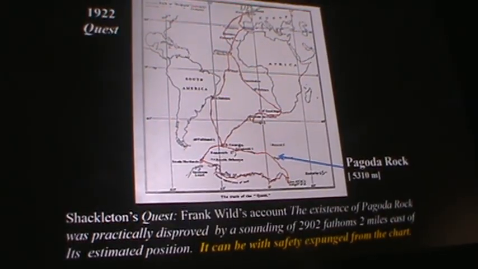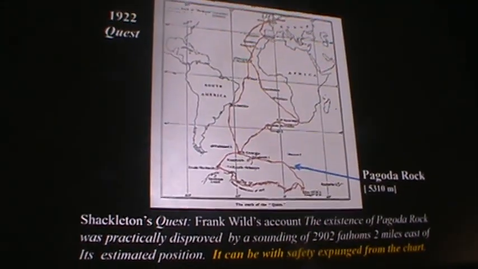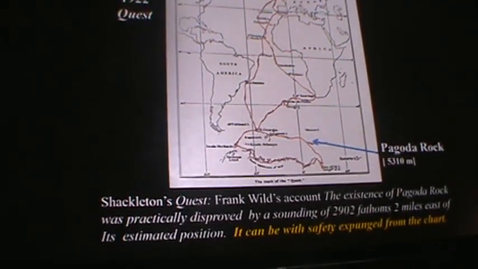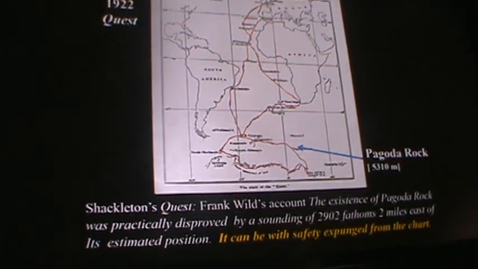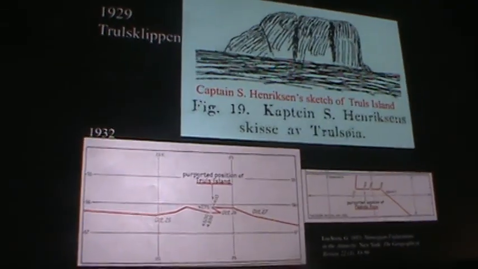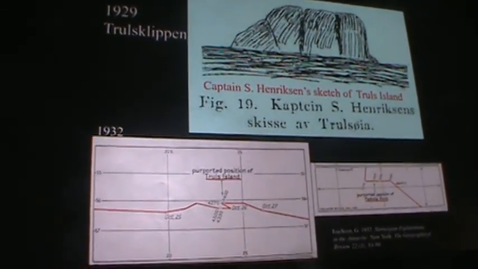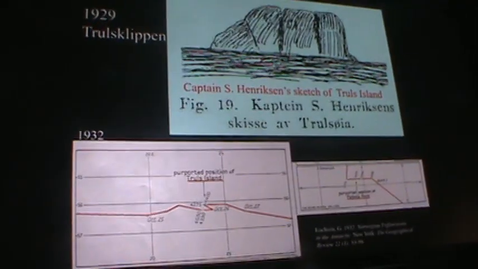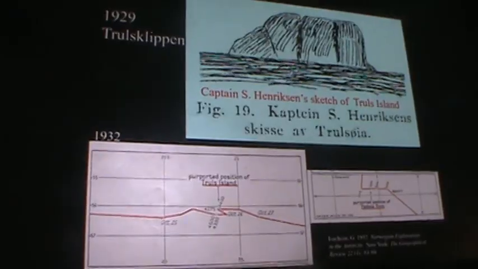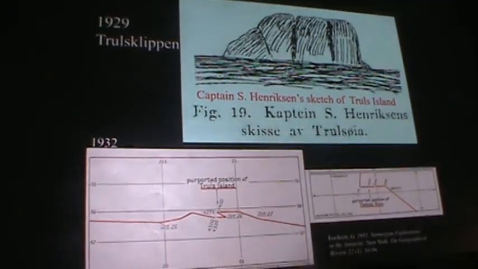They were looking for it, and in the position found it as 5,310 meters deep, so it can be with safety expunged from the chart. That was the end of that one. And Captain Hendrickson's Trolls Island, Trollsklippen. There it is, there's a sketch of it he made. There's two maps searching for Pagoda Rock and Trollsklippen.